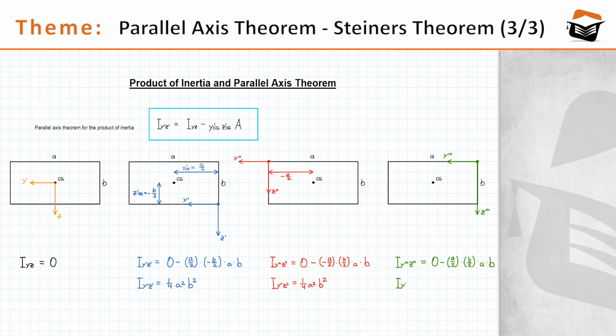And in contrast to the other coordinate systems, with this one, the end result is a minus 1/4 times a squared times b squared. So you see, the sign of the product of inertia depends on the chosen location of the origin of the reference coordinate system. Okay, in the next video, we will show you how to calculate the product of inertia using the parallel axis theorem on composite bodies.